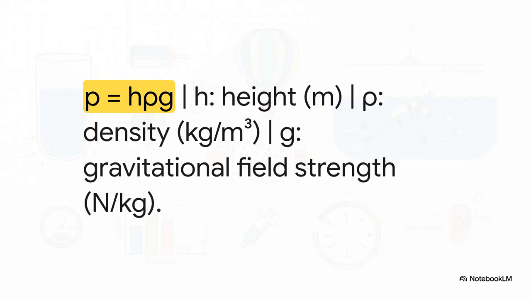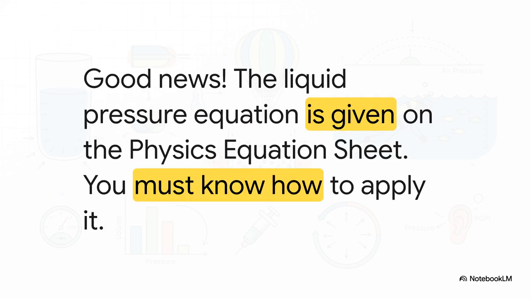And of course, there's an equation for this too. The pressure in a liquid equals H times rho times G. Let's quickly break that down. H is the height of the column of liquid, or basically the depth. That rho is a Greek letter, rho, and it just stands for the density of the liquid, and G is the gravitational field strength.